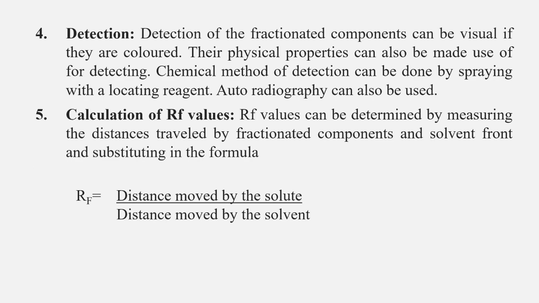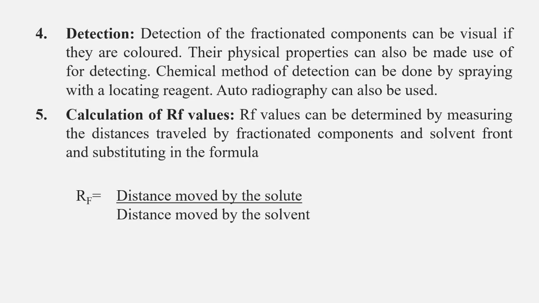After development, or movement of the solvent, we have to detect the separated amino acids. Detection of the fractionated components can be visual if they are colored. Their physical properties can also be made use of for detecting. Chemical detection can be done by spraying with a locating reagent, and autoradiography can also be used. Here the chemical reagent is ninhydrin.